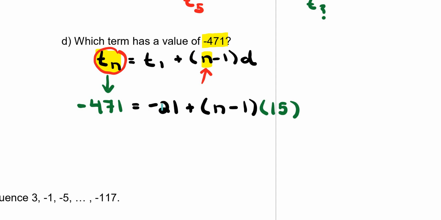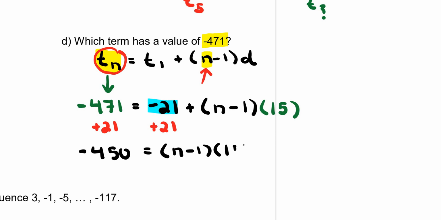We have a negative 21 here, so we can add the 21. So adding the 21 there, more calculations that you have to do here: 471, so now we have negative 450 equals n minus 1 times the 15.